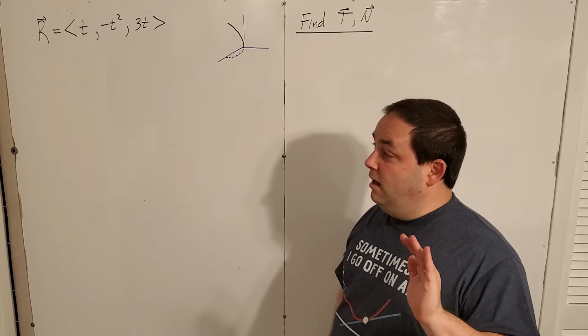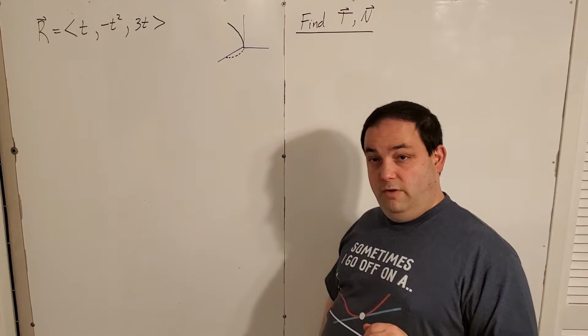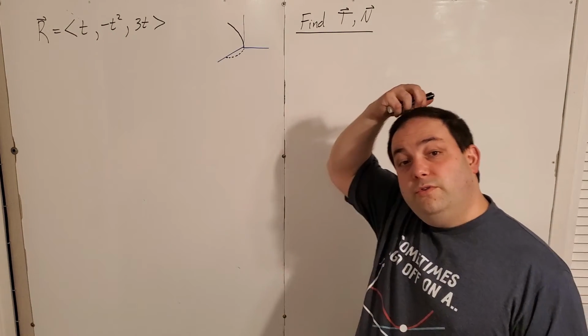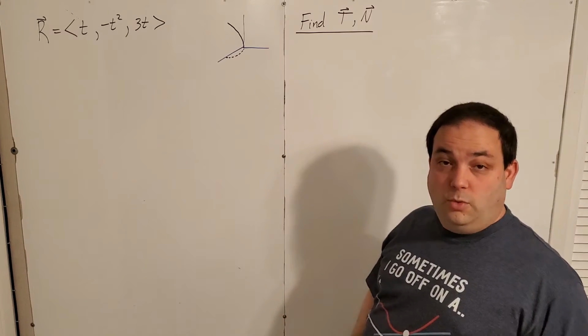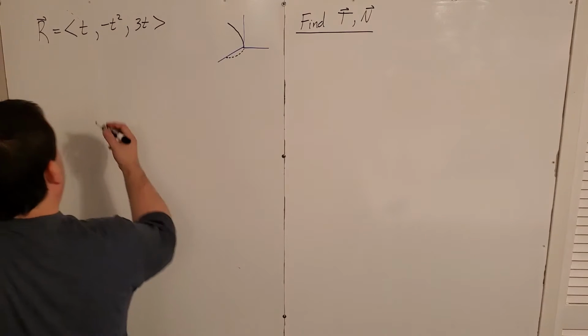Okay, as a challenge, see if you can finish this way that I'm about to only do part of, and then I'm going to switch over to that other method because it is shorter. So here we go. First thing I want to do, find R prime.